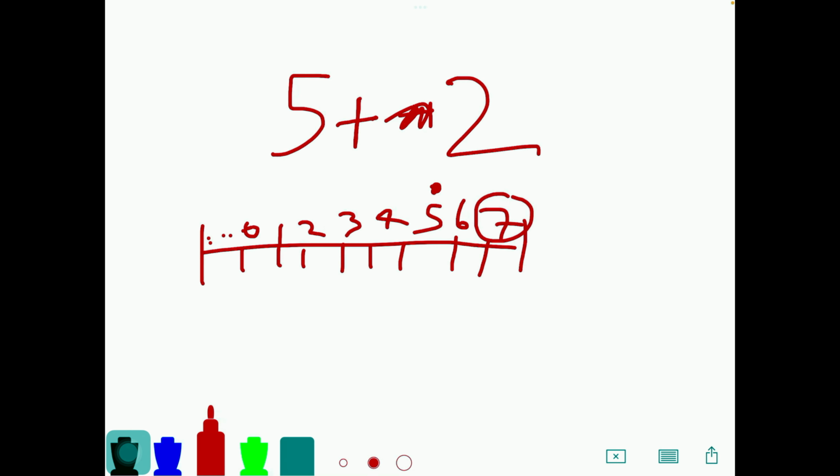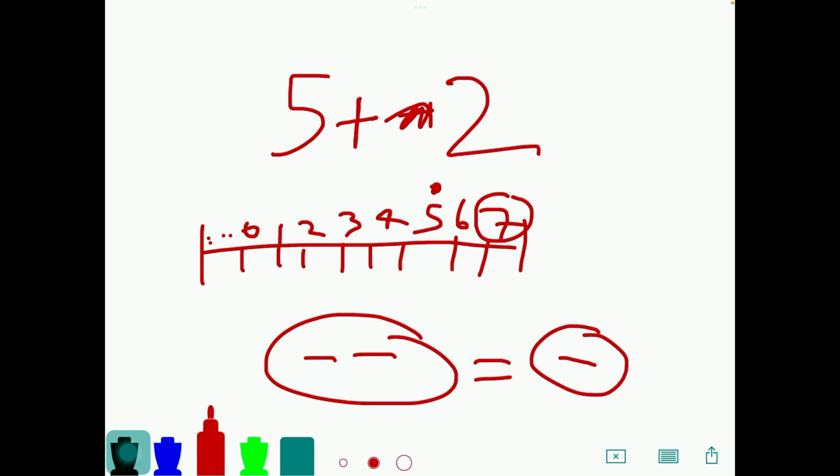So remember this, when there are 2 minuses next to each other, it equals a plus sign. So the answer to 5 minus minus 2 is actually 7. Yeah, it's 7.